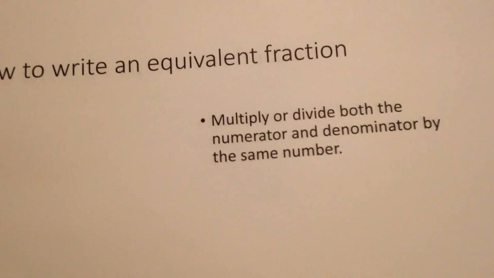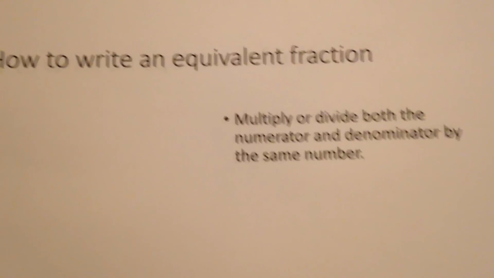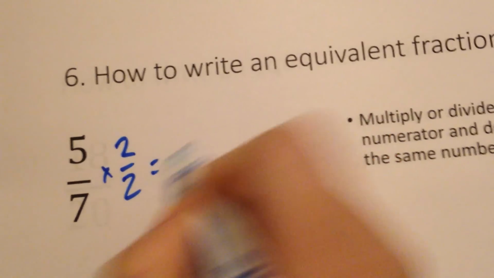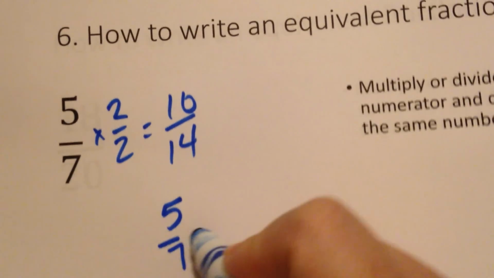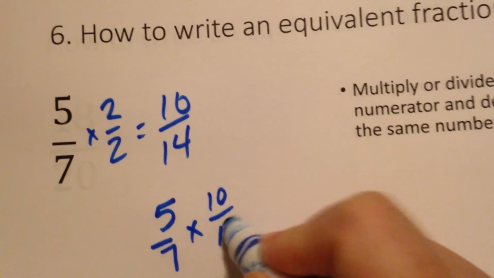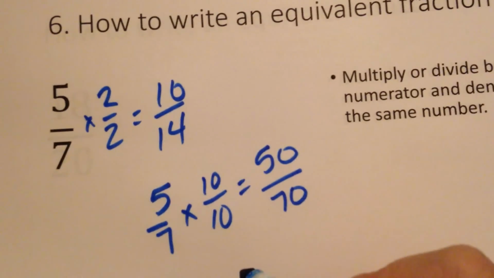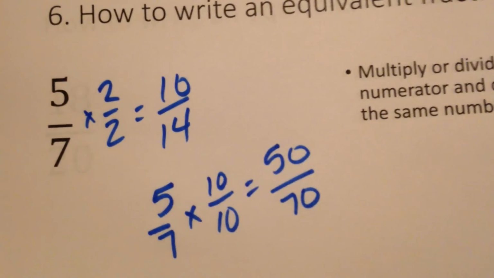Now, how to write an equivalent fraction? It's easy. You just multiply both your numerator and denominator by the same number, or divide. That'd be simplifying, right? So if I do times, I could do 2 over 2. That'd be 10 over 14. I could do 5/7 times 10 over 10. It would be 50 over 70. All I have to do is multiply both parts of your fraction by the exact same number, and then they're equivalent.